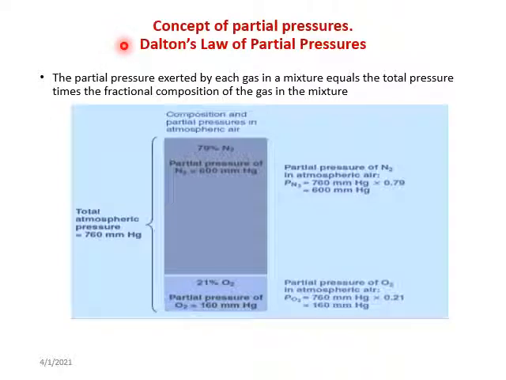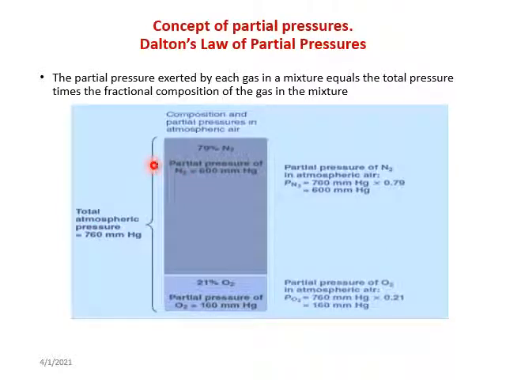It says that the partial pressure exerted by individual gases in a mixture of gases is equal to the total pressure times the fraction or the percentage of that gas in the mixture. Usually our atmospheric pressure, at least at sea level, is about 760 millimeters of mercury. Usually this atmospheric pressure goes down when you go to high altitude, and that's why people who climb high mountains may get hypoxia essentially before they acclimatize, because the partial pressure of oxygen drops.